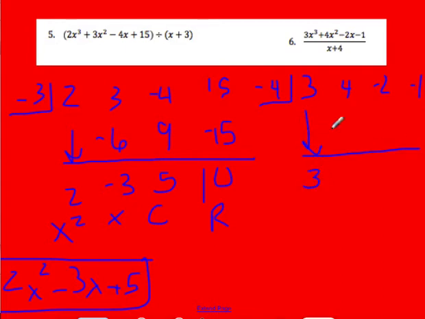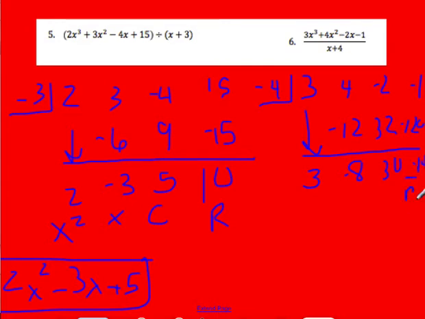3 times negative 4 is negative 12. 4 plus negative 12 is negative 8. Negative 8 times negative 4 is positive 32. Negative 2 plus 32 is positive 30. 30 times negative 4 is negative 120. And then that's negative 121 as I run out of space.